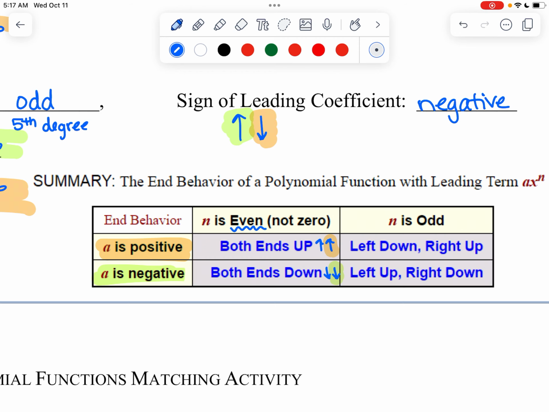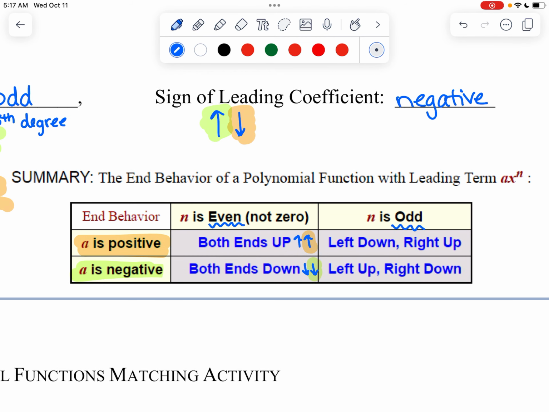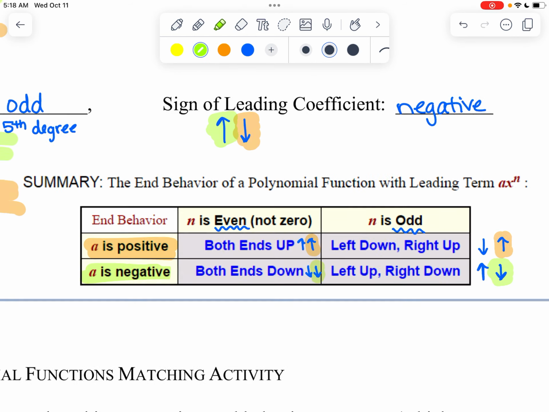And then same thing for odd. If we're dealing with an odd polynomial, that means that based on the leading coefficient, if the right side's going up because the leading coefficient's positive, the left side's going to go down because they have to go opposite, right? So that would be the right side going up, left side going down because they're odd in degree. And if it's a negative leading coefficient and the degree is odd, the right side's going to go down because the leading coefficient's negative, the left side's going to go up because we're odd in our degree.